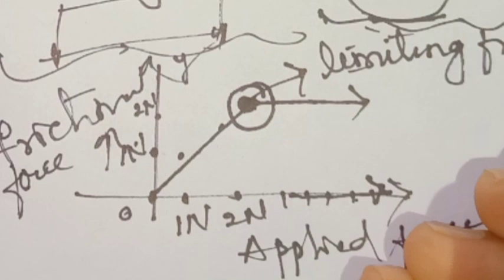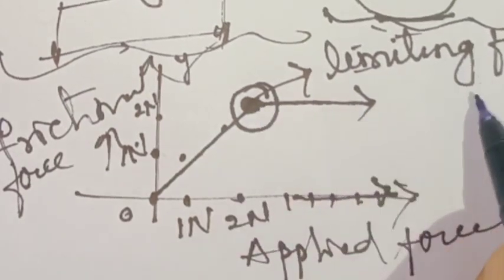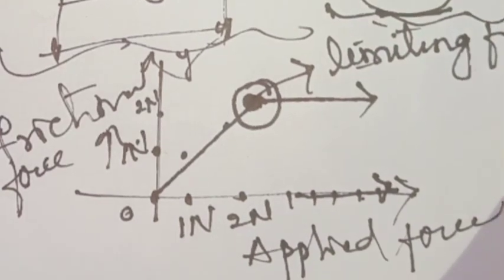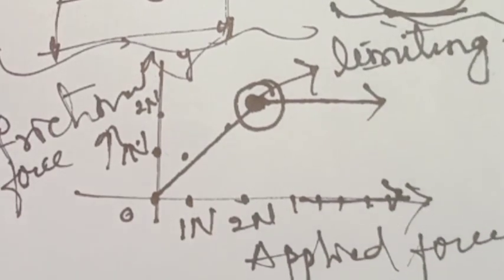This is called limiting friction. After the limiting friction, once the object starts to move, the force that comes into play is what we call kinetic friction. About the kinetic friction we will study later.